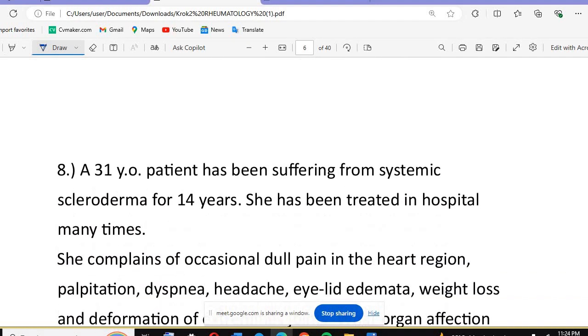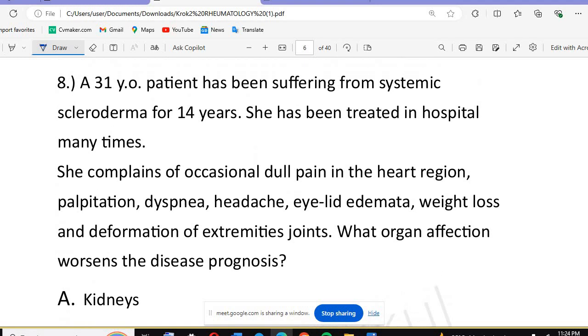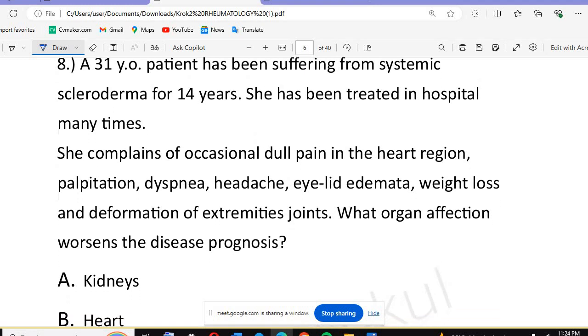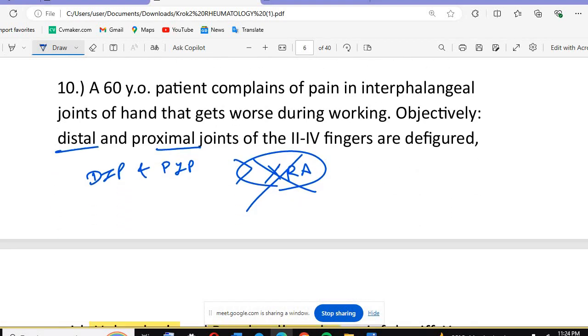Then the next question: a 31-year-old patient has been suffering from systemic scleroderma. Systemic scleroderma we are going to discuss later on. But now let's see another question.